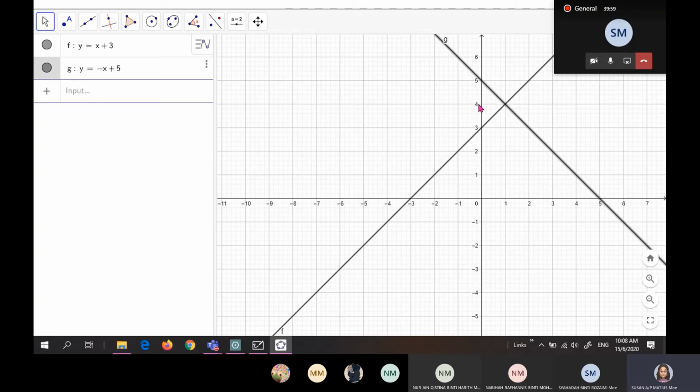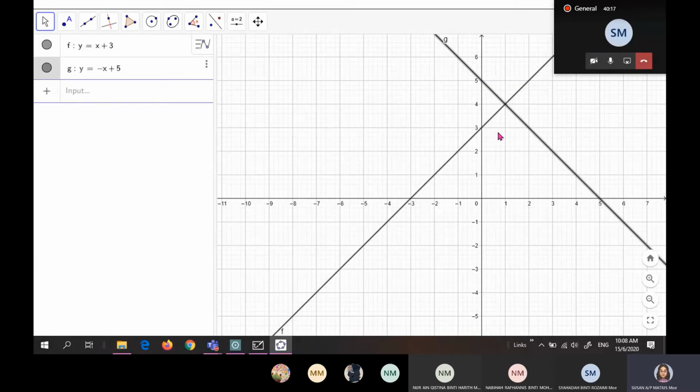And what else can we find from this? So why do you have an intersection? You can only have an intersection if the lines are not parallel. So in this case, these two straight lines are not parallel.